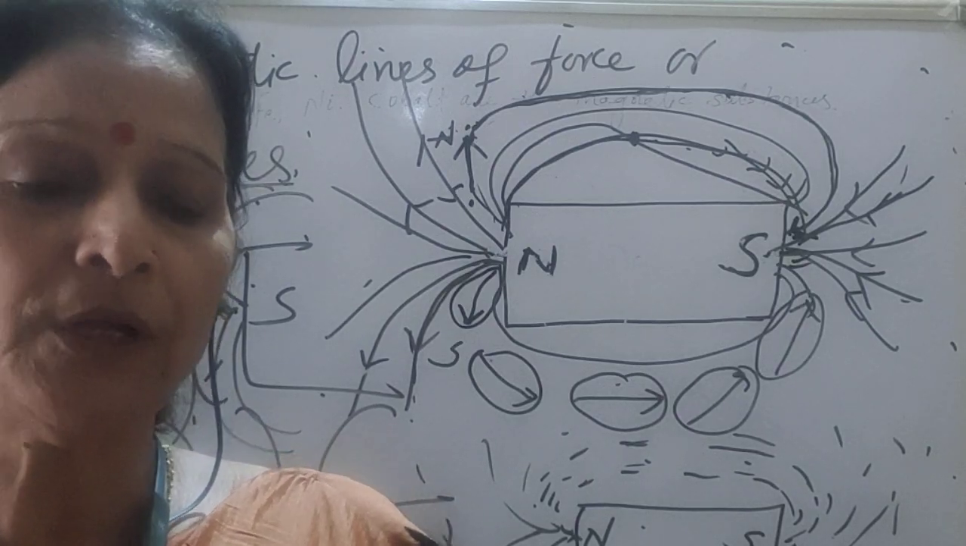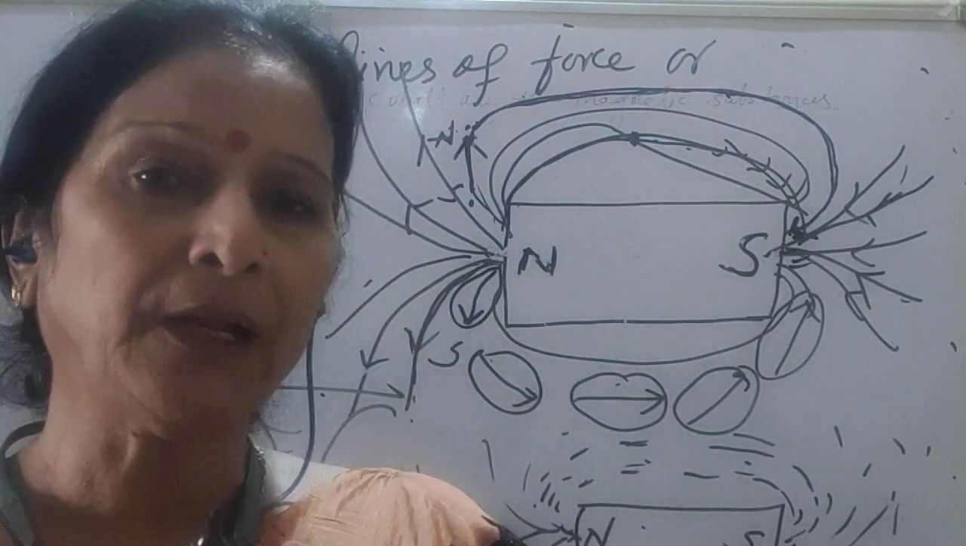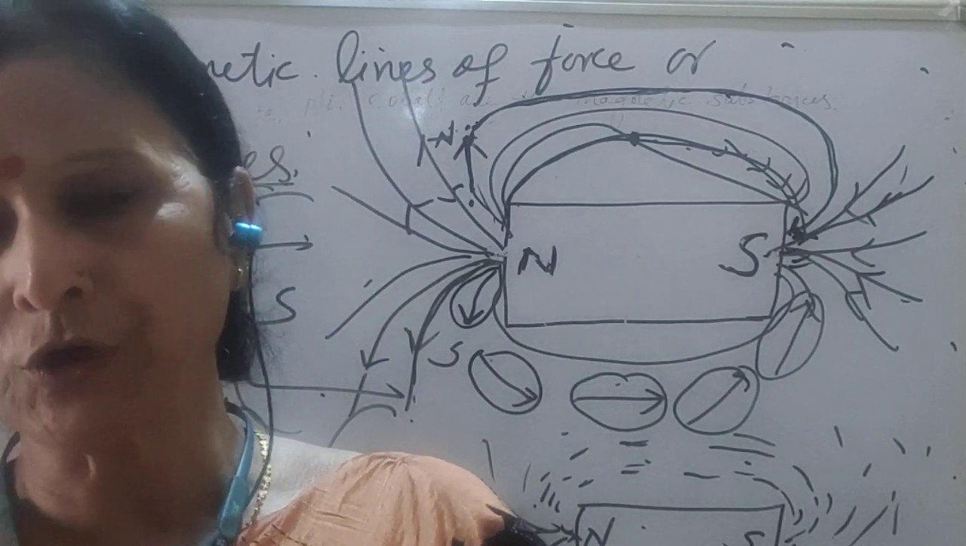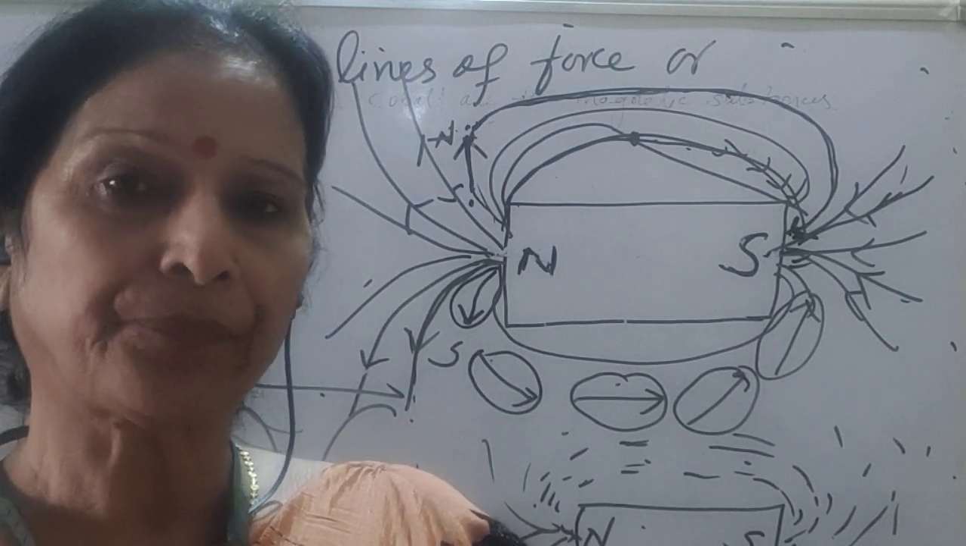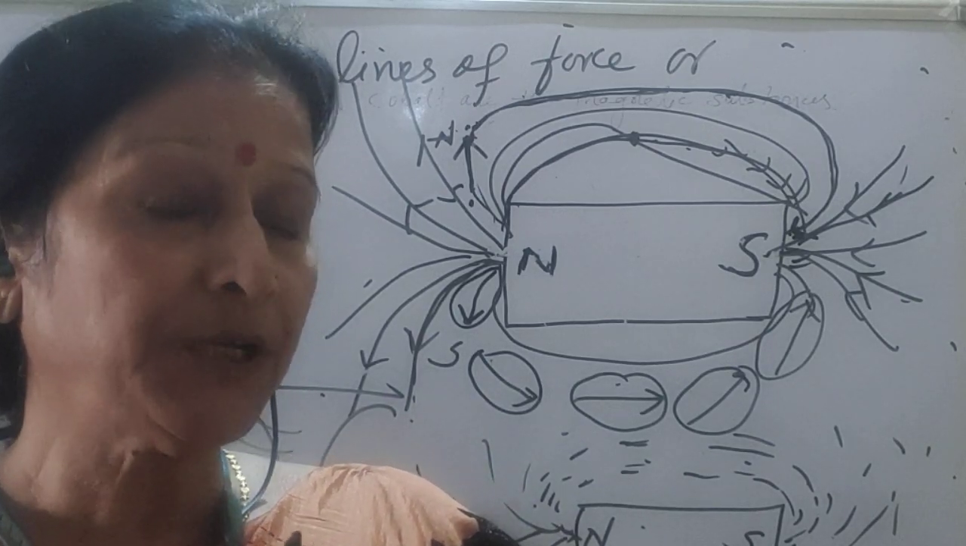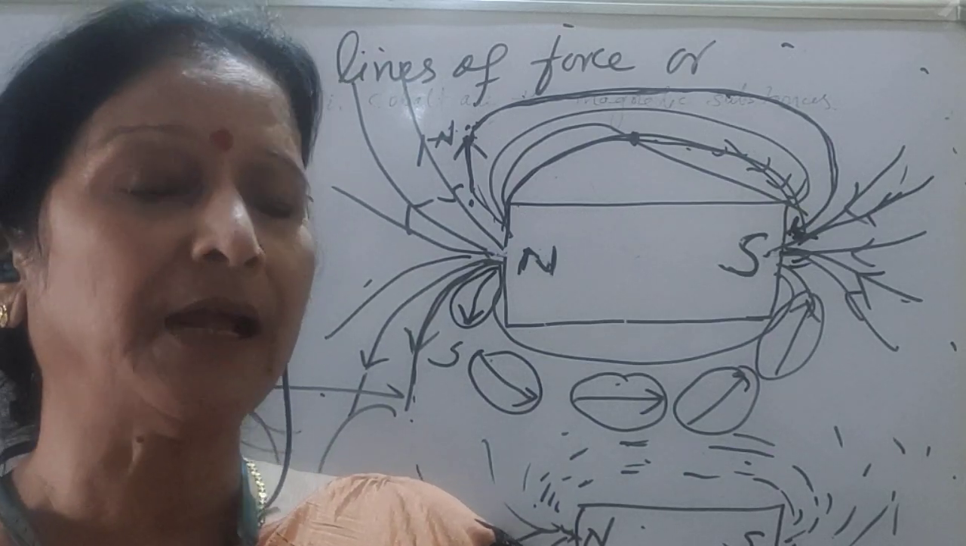So children, today we studied about what? Magnetic field, then magnetic lines of force, properties of field lines. You will do these things nicely and understand these things nicely.